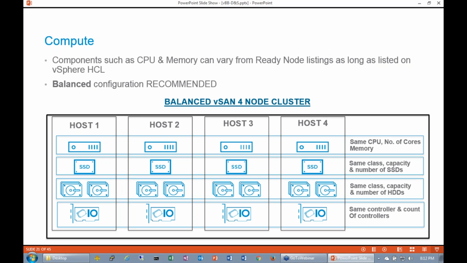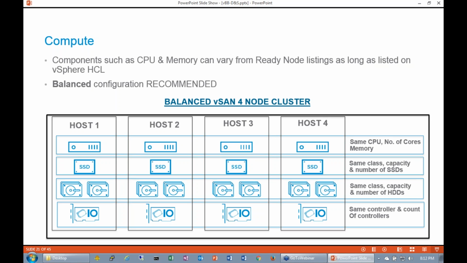The important thing I'm trying to really hammer home and make sure everybody understands is that a balanced config is really your best bet overall, as far as day-to-day operations, meeting policy requirements, maintenance, and things like that. Now, that's not to say that you can't have an unbalanced config.